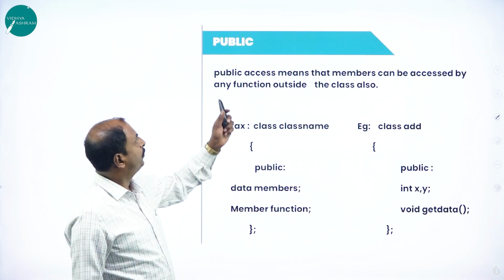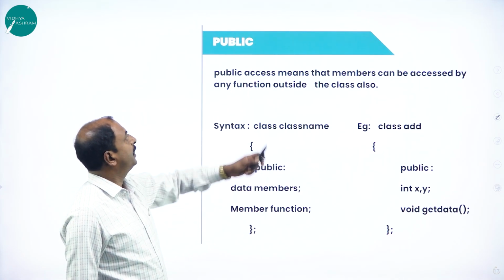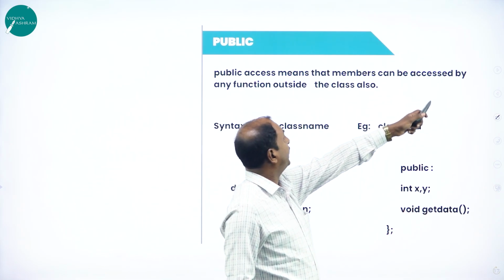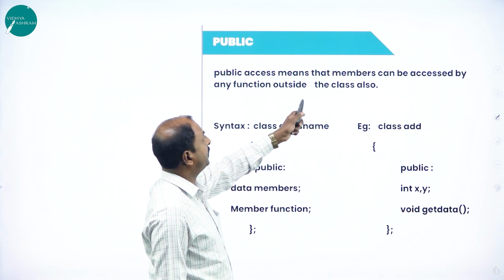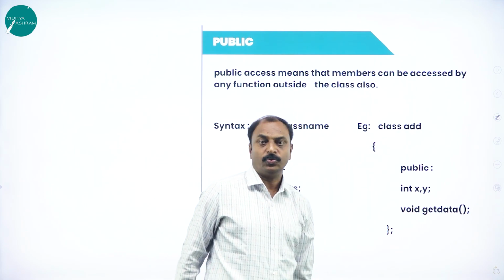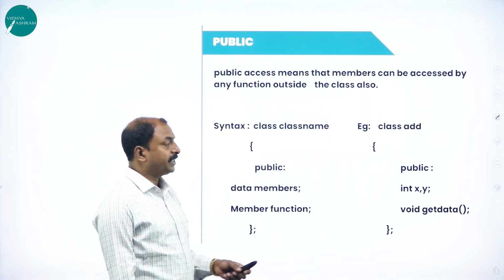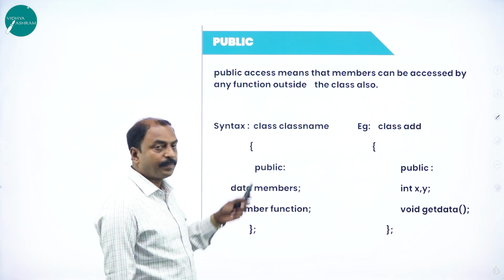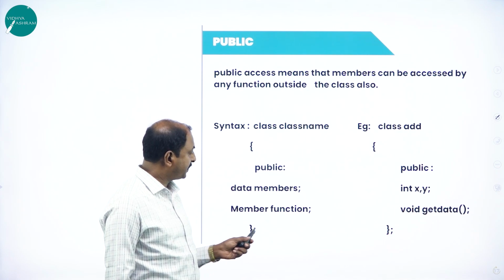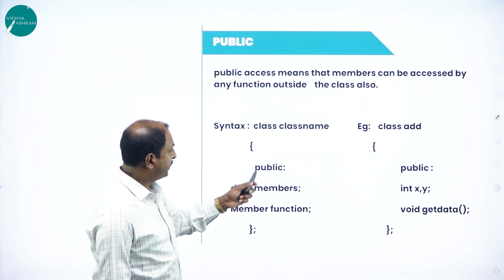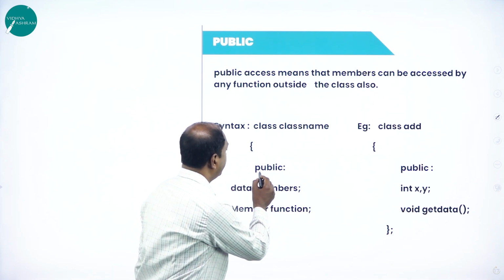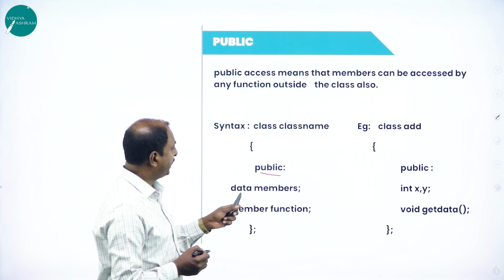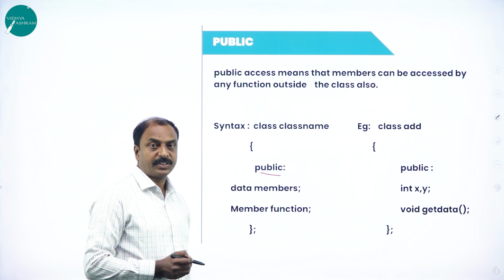Next one is public access specifier. The public access specifier means the members can be accessed by any function outside the class also. So here look at the syntax of this. Syntax: class name, open the bracket, close this bracket with a semicolon, and inside this the syntax is public access specifier colon and data members and member functions.